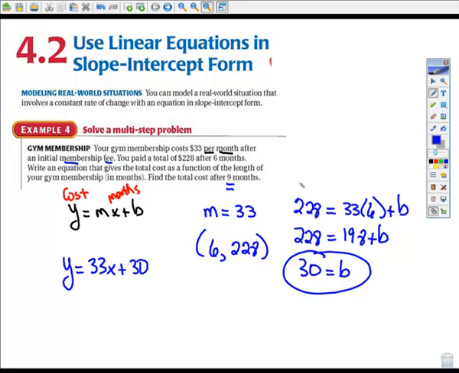Next, they're asking us to find the cost after 9 months. So y equals 33 times the 9 months plus 30. 33 times 9 plus 30 is $327. So after 9 months, it's going to cost you $327.